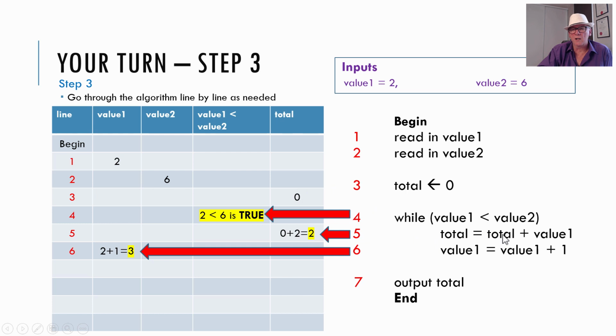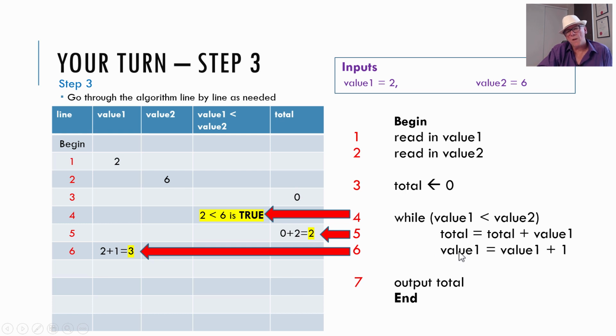Now, line 5: total is going to be the total plus what value 1 was. Well, total was 0, so we grab 0, grab what value 1 was, well, it was a 2, 0 plus 2 equals 2. So total's now going to become 2. That's what's in the memory for total. It's not 0 anymore, it's 2.